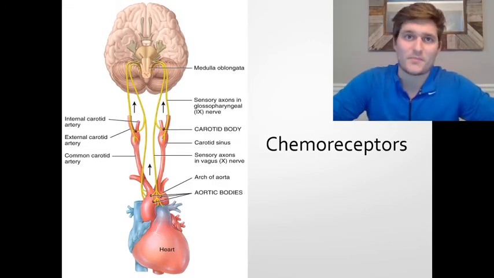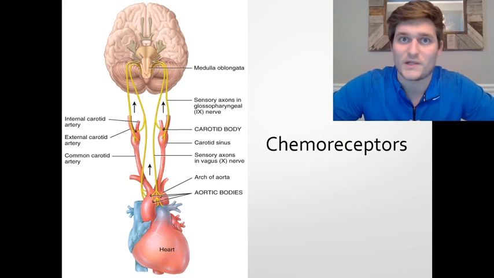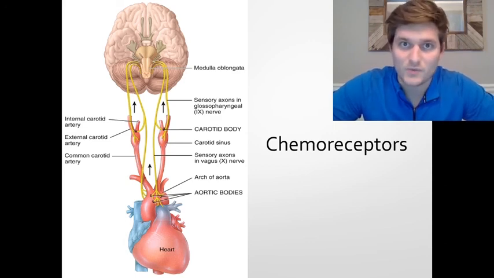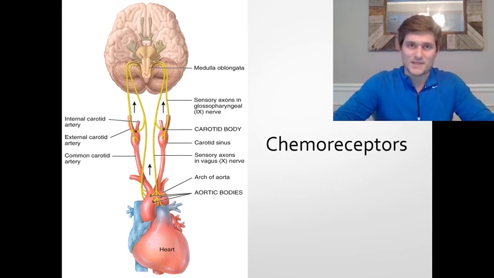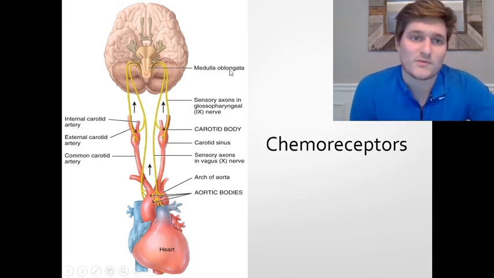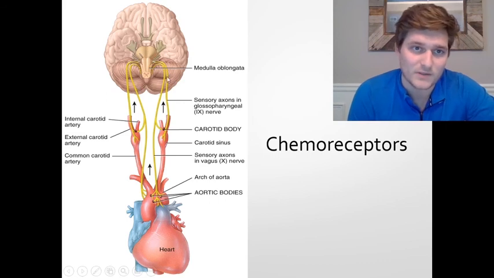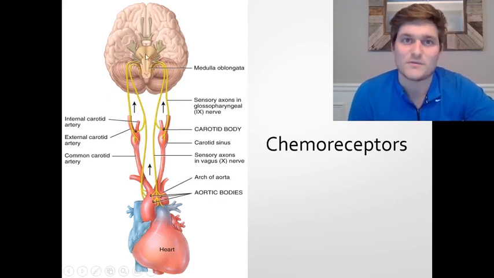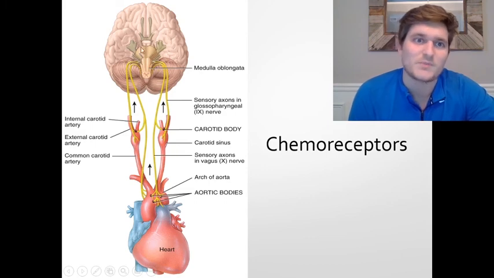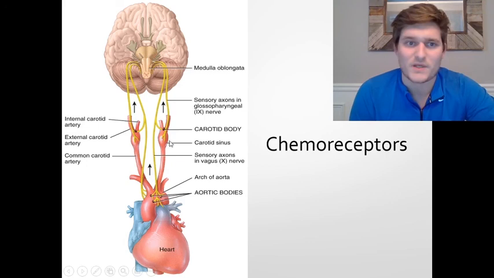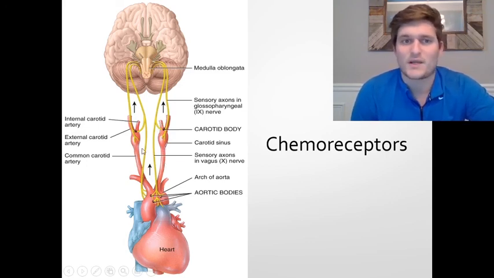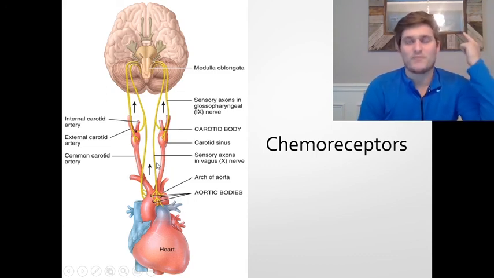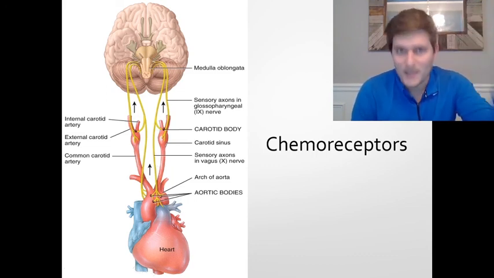Chemoreceptors are going to pick up on levels of blood oxygen, blood CO2, and blood pH. We have two main groups of chemoreceptors, called the peripheral and the central chemoreceptors. The central chemoreceptors are located within the medulla, and they pick up on levels of CO2 and pH, and are our primary driver for ventilation. The peripheral chemoreceptors, located in the carotid artery and the aorta, pick up on levels of blood CO2, blood pH, and blood O2.